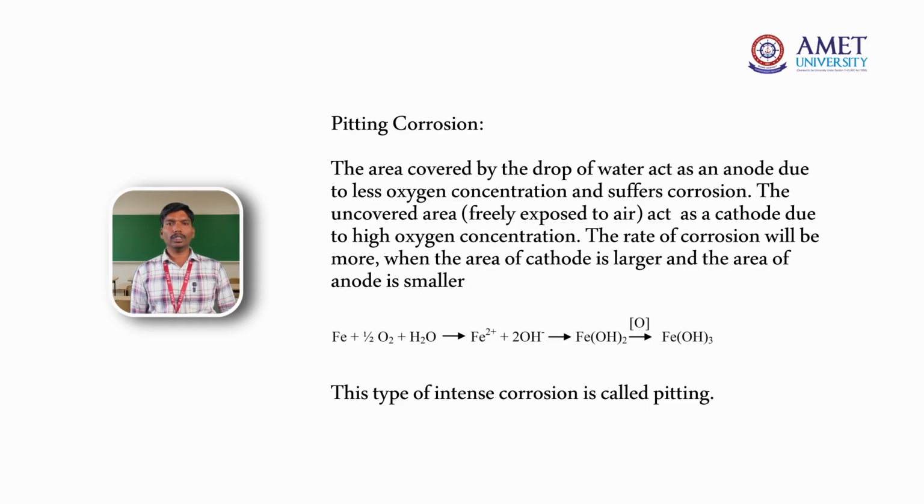So pitting corrosion is nothing but a metal surface with some water drops making a small hole. This hole is also called a pit. This pitting corrosion is made by oxygen and water molecules. The metal acts as an anode and the water molecule acts as a cathode. It makes a small hole in the metal surface, and this metal surface will be corroded. So this is pitting corrosion.